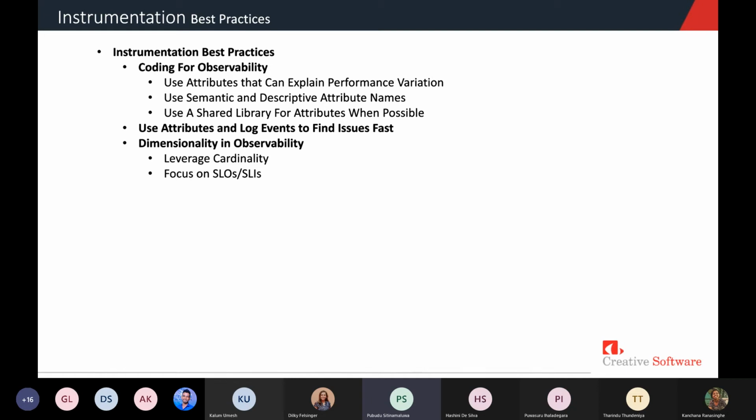When using attributes and log events, it helps you find issues fast. And when choosing attributes, as TT mentioned earlier, we have to think of cardinality. For example, if you have two attributes that each have 5 unique values, the cardinality would be 25. And if you want to add one more attribute with just 2 unique values, the cardinality will go up to 50. So you have to be very careful on this, and also be focused on SLOs and SLIs when instrumenting.